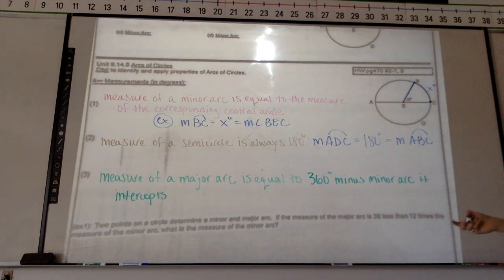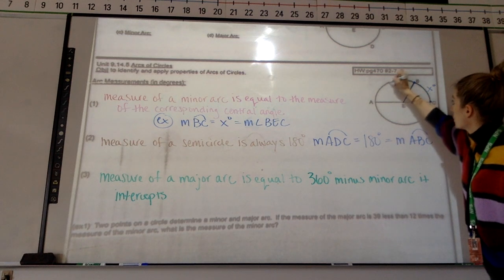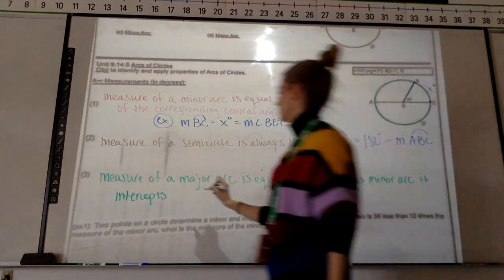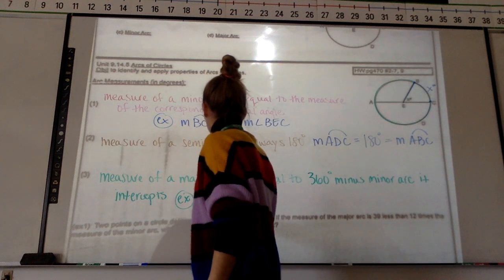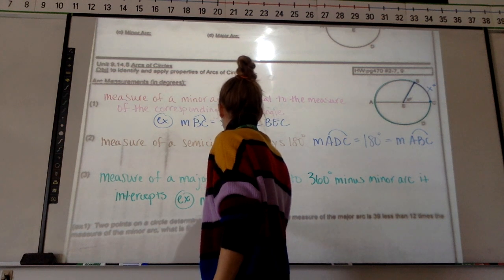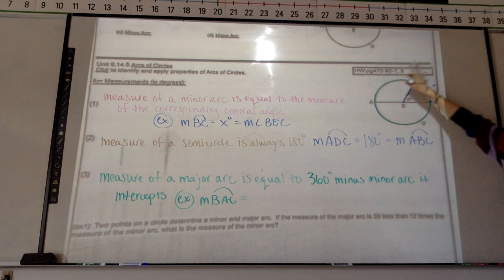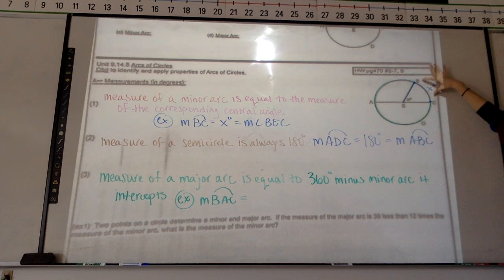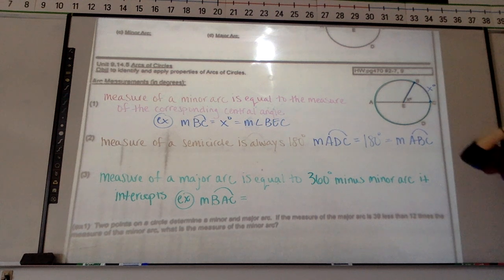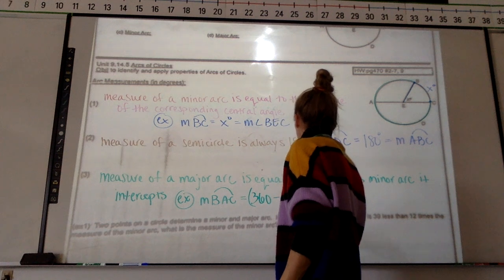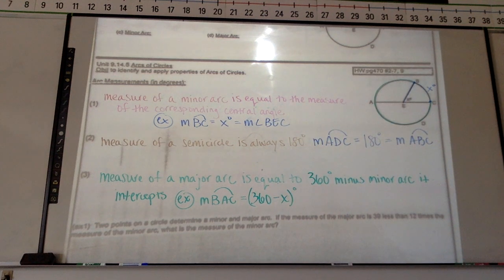So an example of that, in the case of this major arc here, major arc BAC, if I wanted to get the measure of major arc BAC, I would take the full circle of 360 and subtract off x degrees, which is that minor arc that creates, or the addition of which creates that full circle. So that would be 360 minus x degrees. That would be the measure of arc BAC.